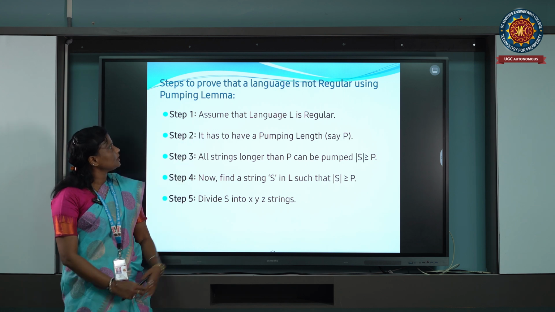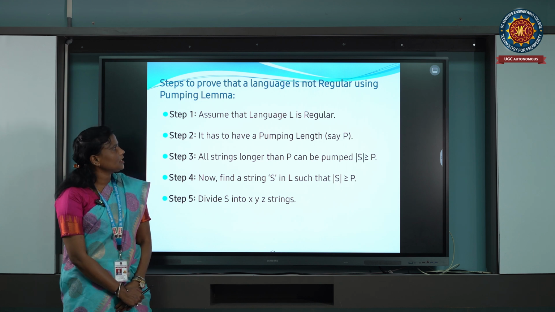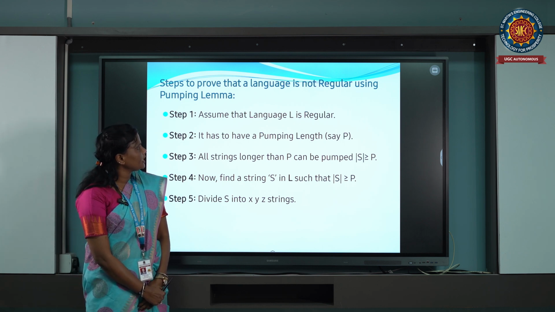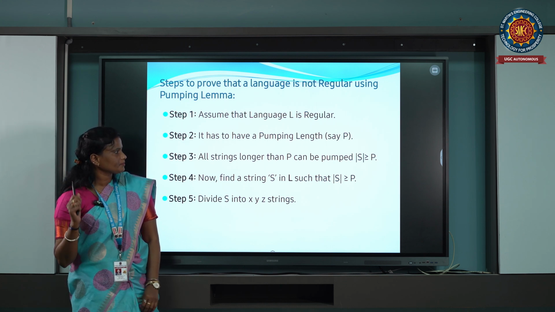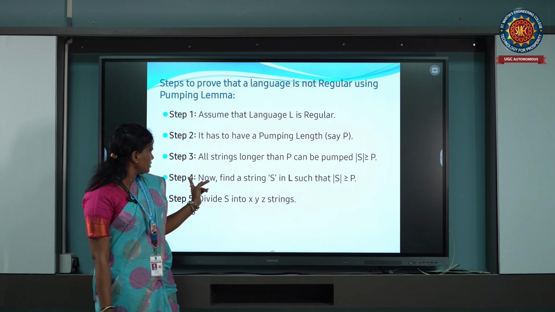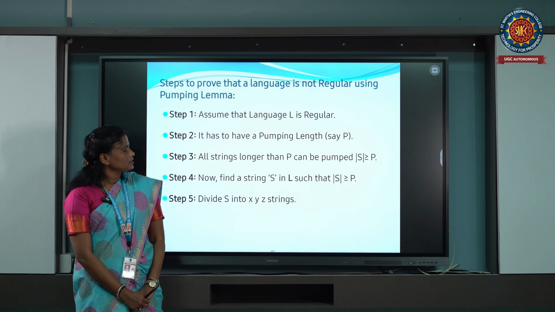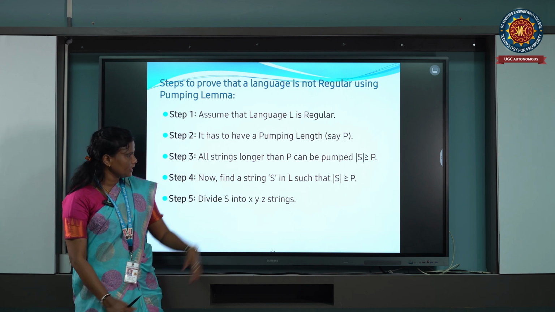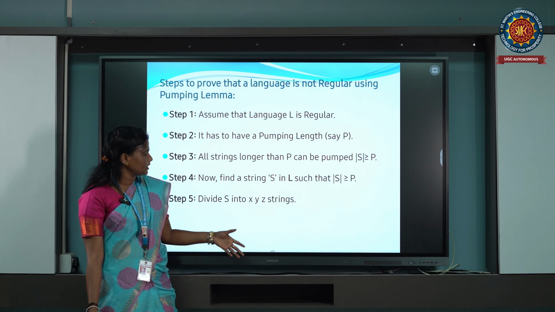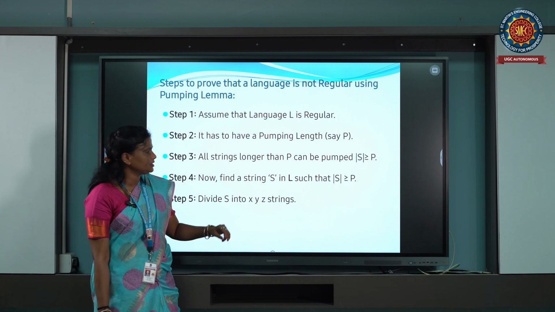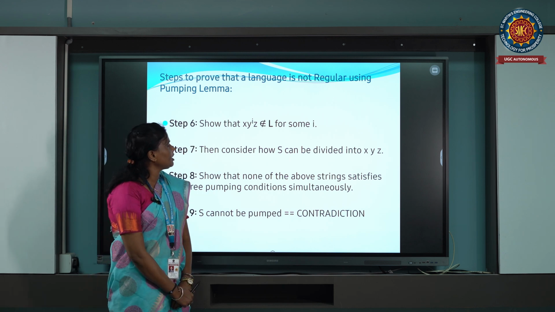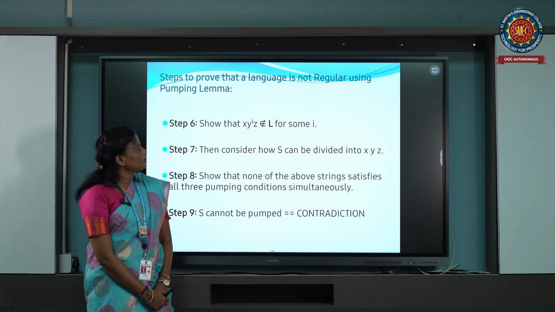Next, the steps for the regular language. Step 1: assume that we take a regular language L. Step 2: it has a pumping length P. Step 3: consider all strings longer than P, that means length of S is greater than or equal to P. Step 4: now find a string S such that the length of S is greater than P. Step 5: divide S, whatever string is taken from this language, into three parts, that is X, Y and Z. Step 6: show that X Y to the power I Z does not belong to L for some I.